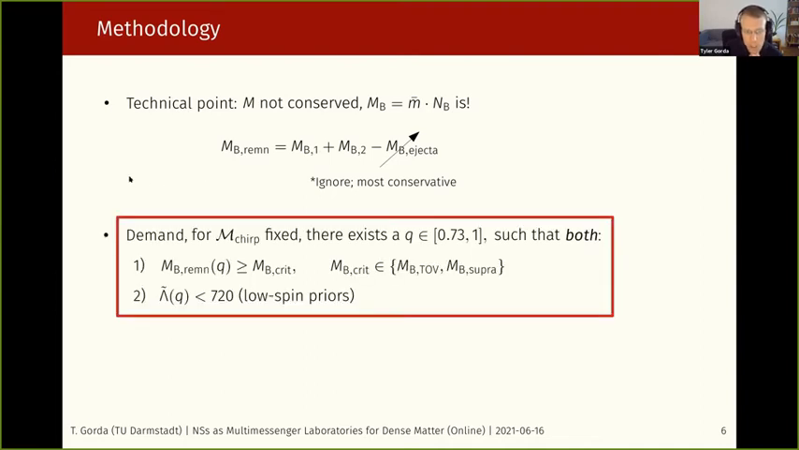So concretely, the algorithm that we use is to demand that for the chirp mass fixed to what LIGO Virgo observed, there exists a mass ratio in the allowed mass ratio range that gives you a remnant baryonic mass for that Q value that's greater than or equal to this critical baryonic mass, either the TOV or supermassive limit mass, depending on whether you want to implement the black hole hypothesis or the hypermassive neutron star hypothesis, and also that the lambda tilde for that same binary initial configuration is less than 720 if you're using low spin priors.